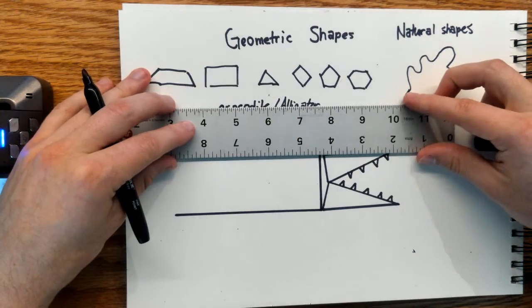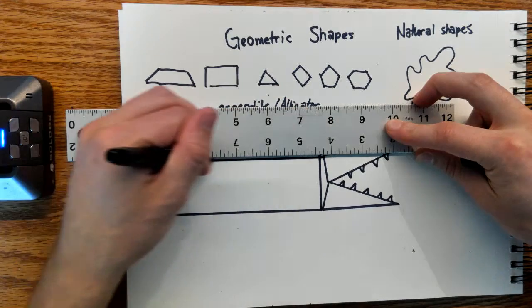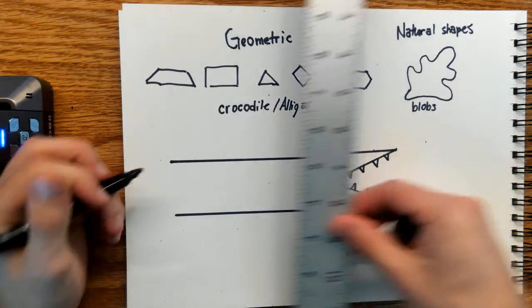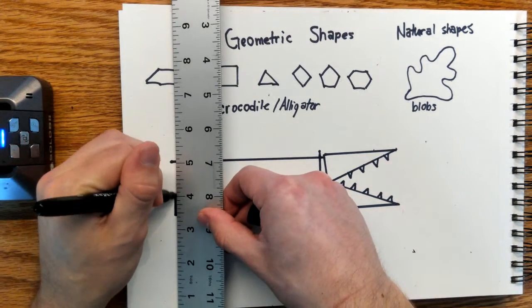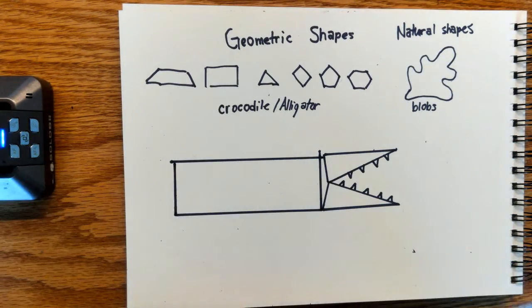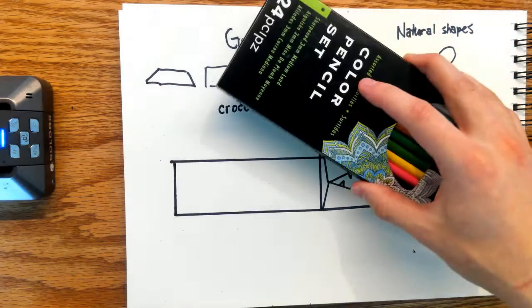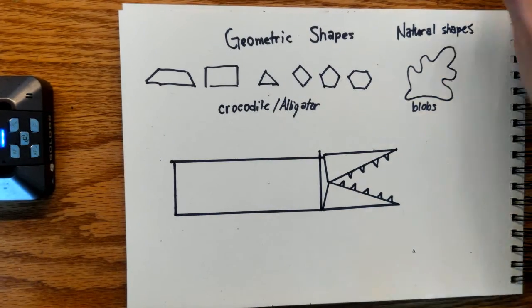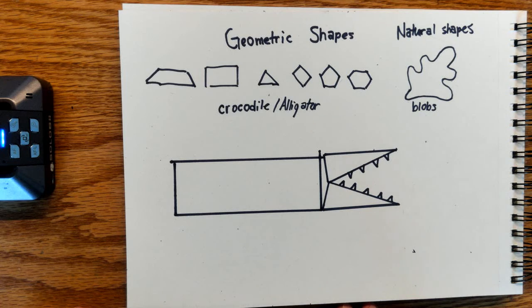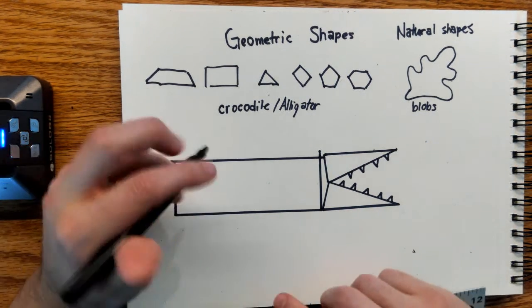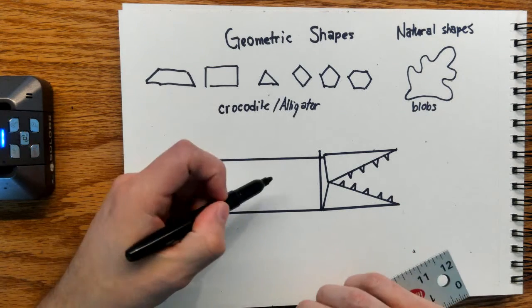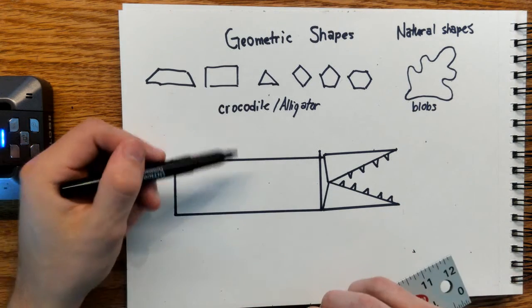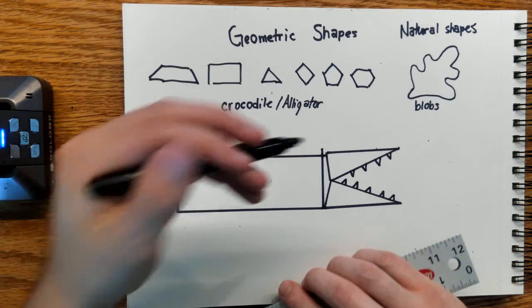So I'm going to go ahead and use my ruler, again, just keeping everything nice and straight. If you don't have a ruler, you can use the side of a colored pencil box or a marker box. There's a lot of things around your house as you look around that will have flat edges that you can use.